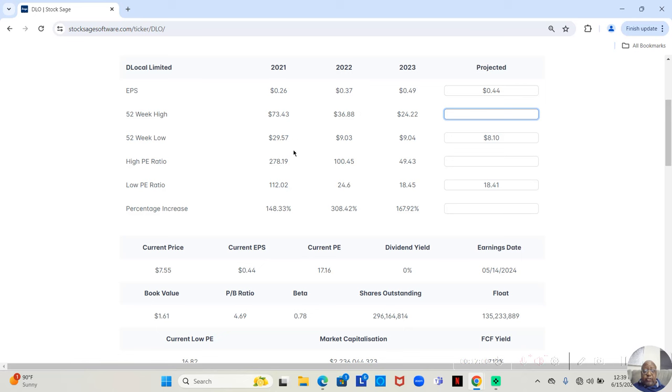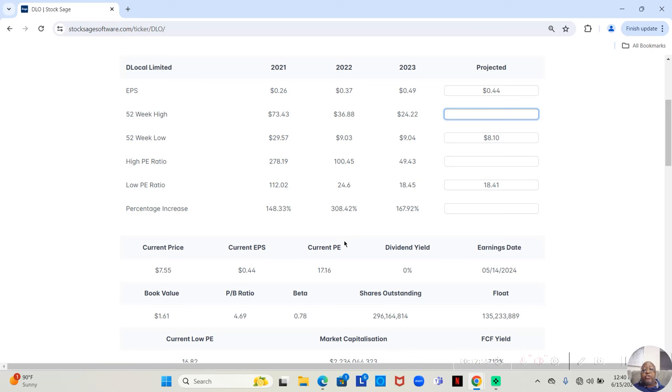It shows us the high and low prices. Usually it's going to be the last 5 years. This time it's 3 years. In 2021, the low price was $29.57. The high price was $73.43. But not only that, it shows us the percentage increase that was. So that was an increase of 148.33% over the course of a year if you bought this stock at its low price and sold it at its high price. What about 2022?